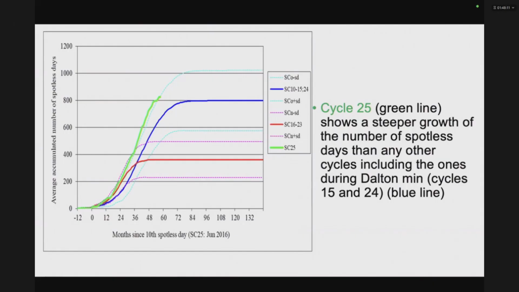you can see the plot from the official Royal Belgium Observatory of a steep growth in the number of spotless days in cycle 25, which is much sharper than any cycle before. The strongest increases were in cycles 10, 20 and 15, when we had the Dalton minimum. But this one is a much sharper increase, which indicates we are entering the grand solar minimum.